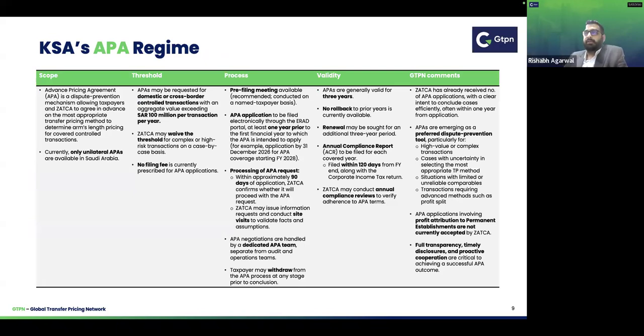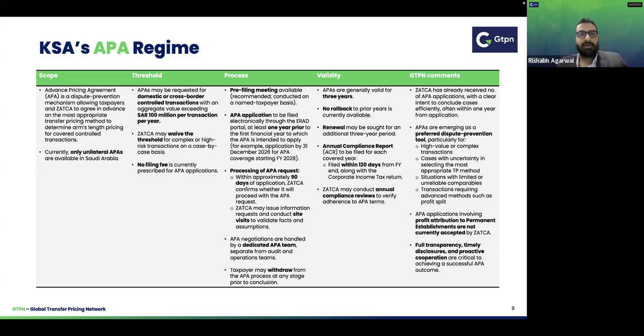Thanks. Thank you, Anand. Thank you, Praneeth, also to share the audit triggers and the ground reality of how and what ZATCA does in case of an audit. So before I go to the nuances of APA that you see on the screen, I'll just take a very short brief on what is an APA.